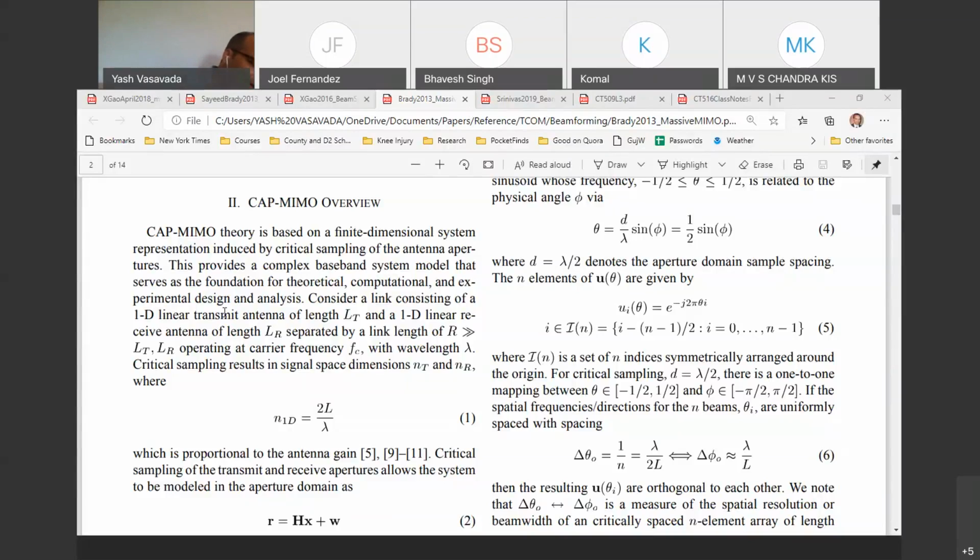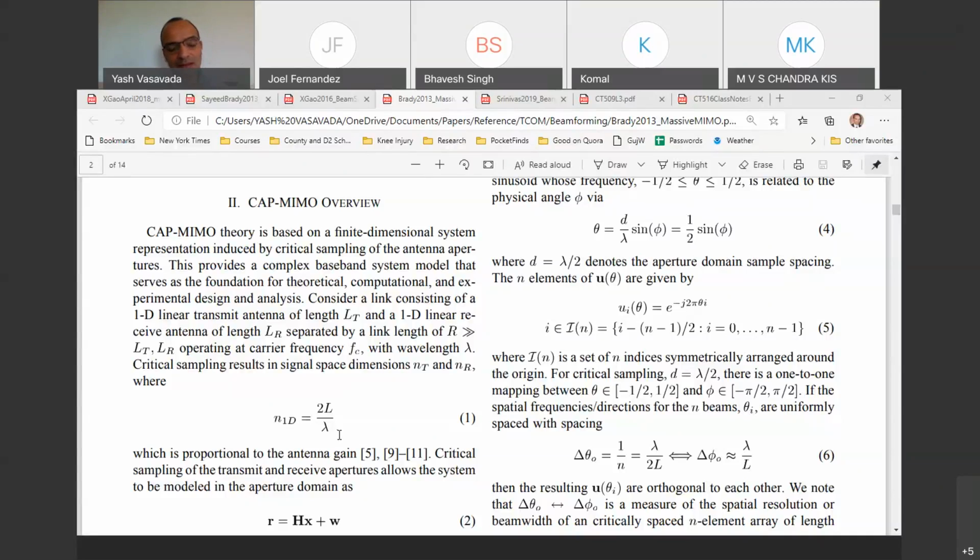Sir, Anudeep has answered on the chat. Oh, he has? Okay. Spacing between each antenna. Yes, exactly. So that spacing between antennas we have called small d. And so what this equation tells us is that d is equal to lambda by 2.